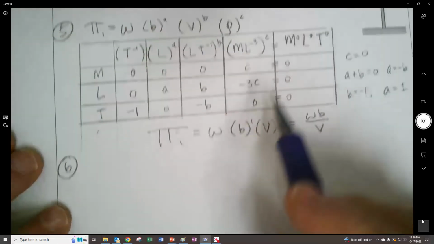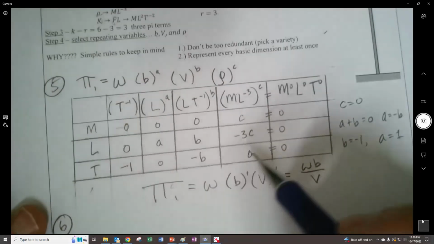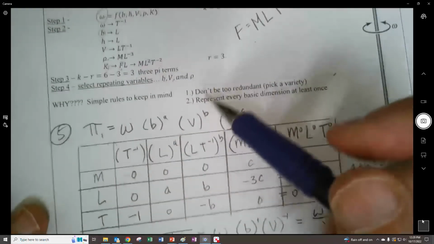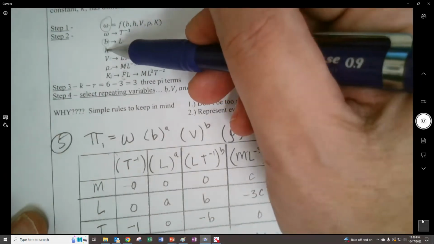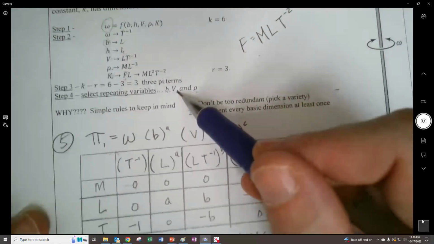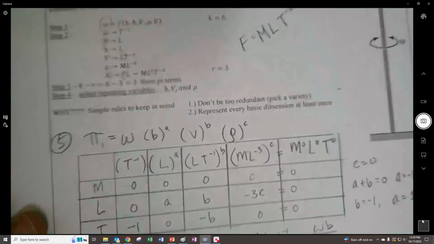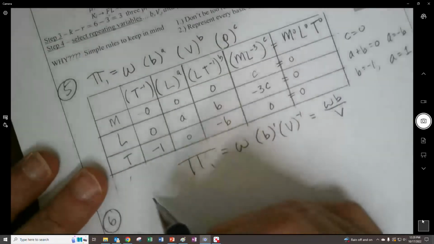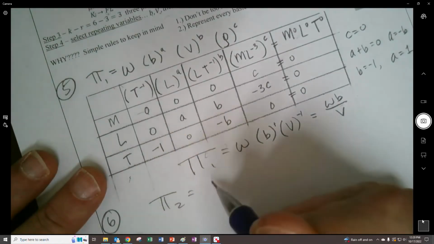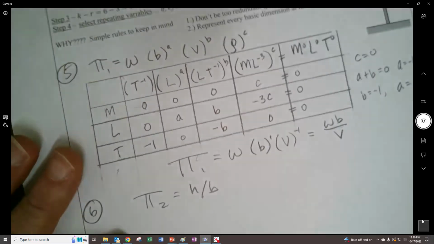So that was for the first term. Now we have to do it for the other non-repeating terms. One of them I don't think we even need to do, right? I think we can skip doing H, right? Because that's a non-repeating term, but we know that it's just going to be H over B, right? So we can go that pi 2 is going to be H over B.